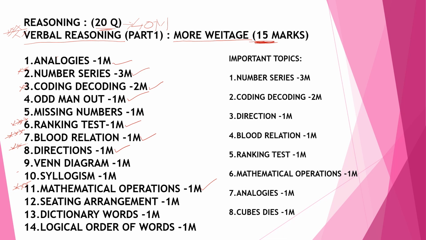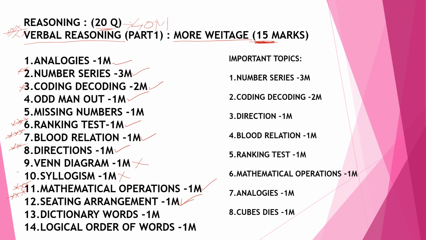Now, Venn diagram and syllogism: he may give them or sometimes he may not. In some sets Venn diagrams will not be available, in some sets syllogism will not be available. But these topics will be available: number series, coding-decoding, ranking, blood relations, directions, mathematical operations, seating arrangement, important. But he will give 1 mark from here. Next, dictionary words. Next, logical order of words, 1 mark.